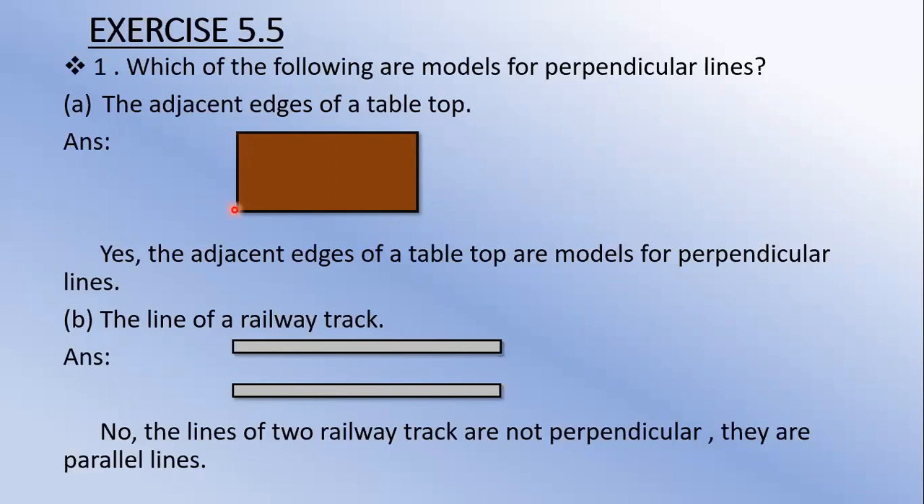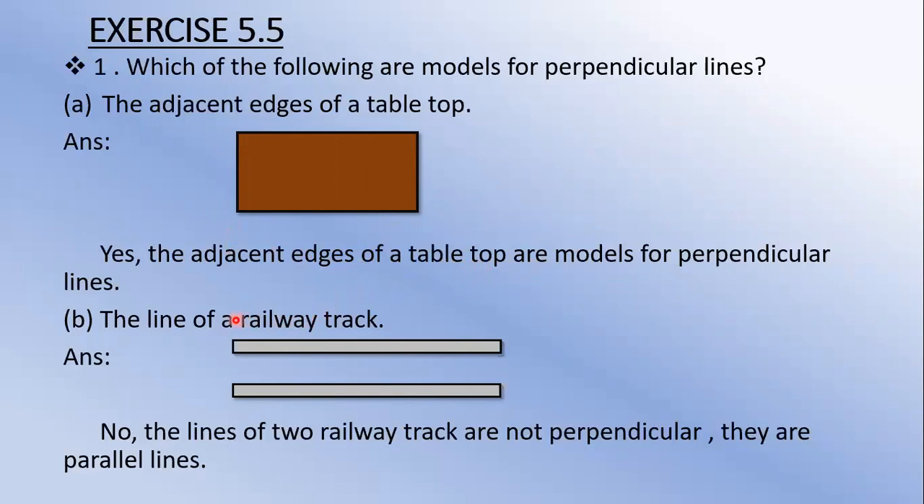Now see, this vertical line is intersecting this horizontal line at an angle of 90 degrees. So it's an example of perpendicular lines. The adjacent edges of a tabletop are the models or the examples for perpendicular lines.